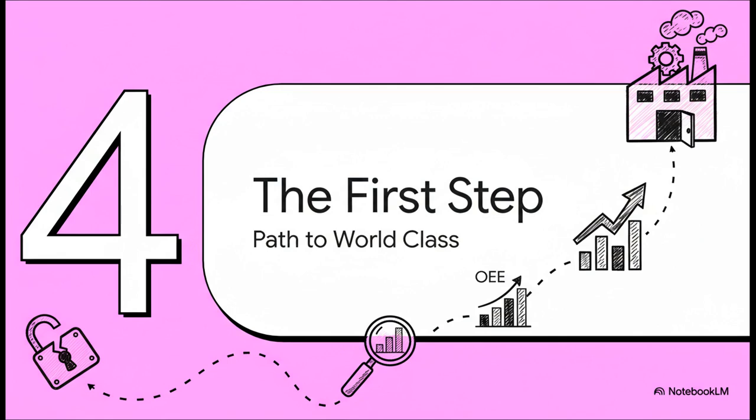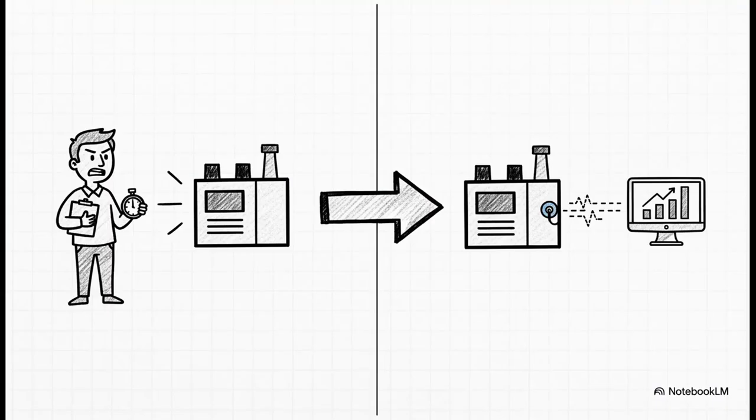Okay, so the benefits are pretty clear, right? So if you're sitting there thinking, I want to unlock my hidden factory, where do you even start? What's the first step on the path to becoming a world-class operation? Step 1, and this is the foundation for everything, is getting good data. And that means automated data collection.